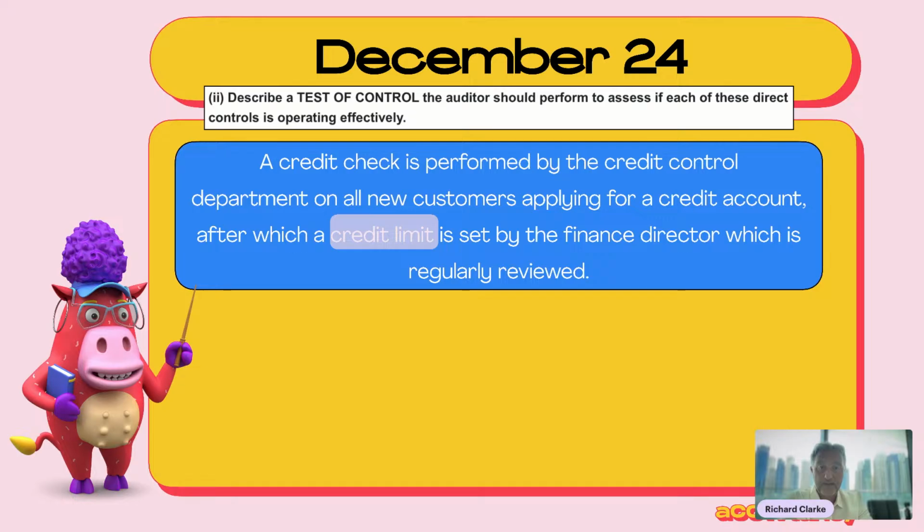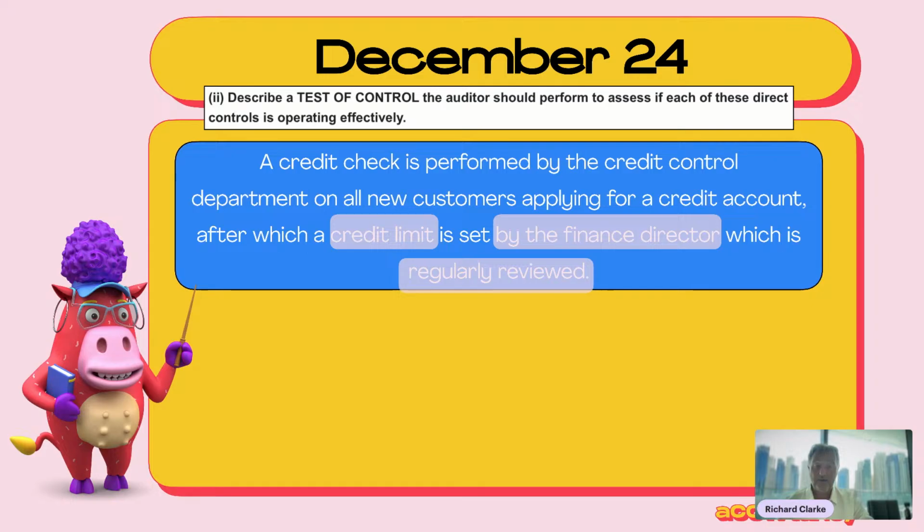Also, what you could have said is because the credit limit, this is another control, isn't it? The credit limit is regularly reviewed by the finance director, which is good. So that gives you a couple of things you can talk about. You can talk about how can I test, how can I verify that it is being regularly reviewed, and how can I verify it is done by the finance director.